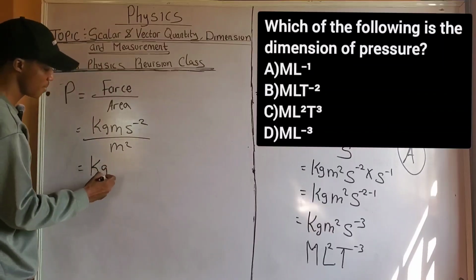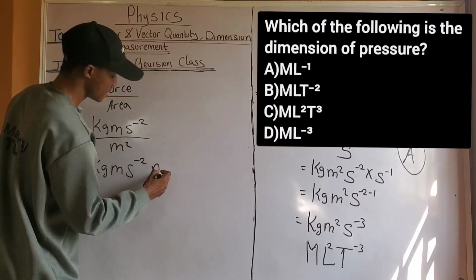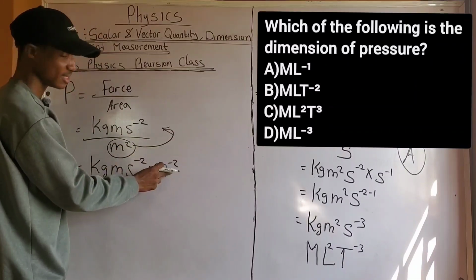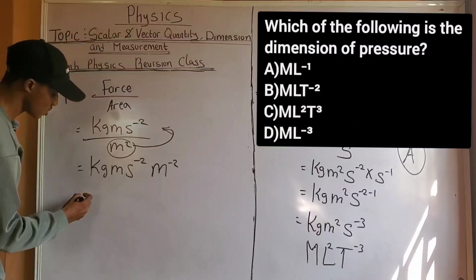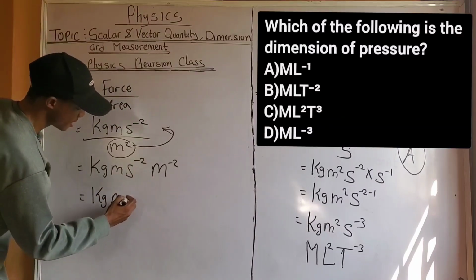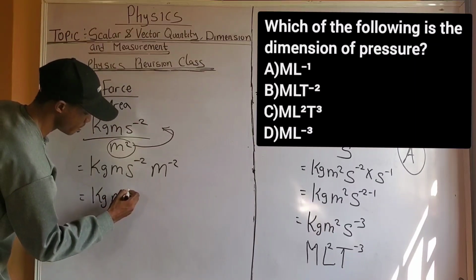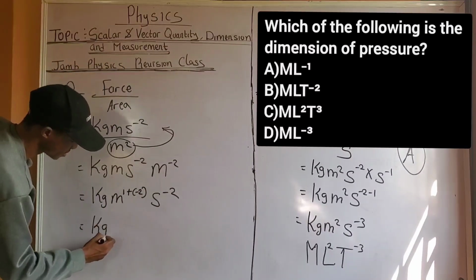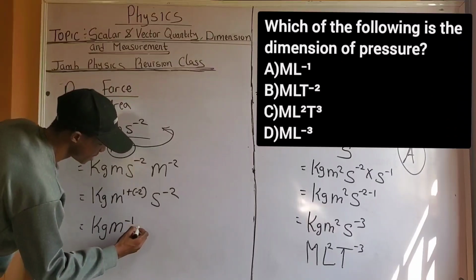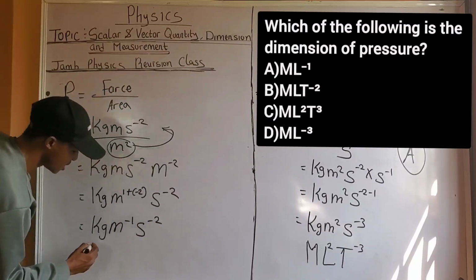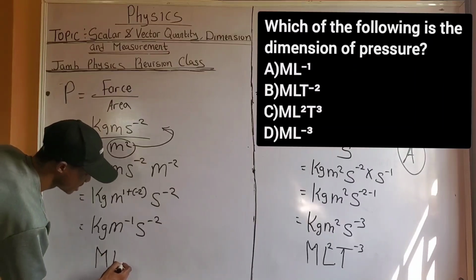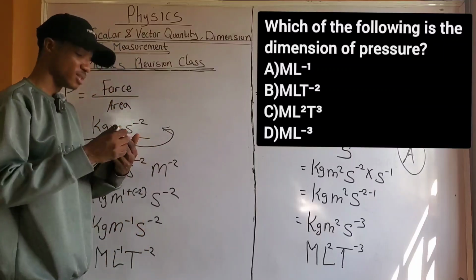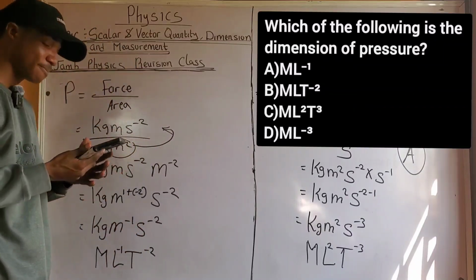Okay, kilogram, m s raised to power negative 2 times m raised to power negative 2, because if you bring this up here, you're going to have negative 2 as the power of m. So multiply this and this together. I'm going to have kilogram meter raised to power 1 plus minus 2 s raised to power negative 2, okay? M raised to the power of negative 1, s raised to power negative 2. Kilogram is for mass, meter is for length, and seconds is for time. So this is what? Minus 1 and what? Minus 2. So therefore, the correct answer is ML raised to power negative 1, T raised to power negative 2.